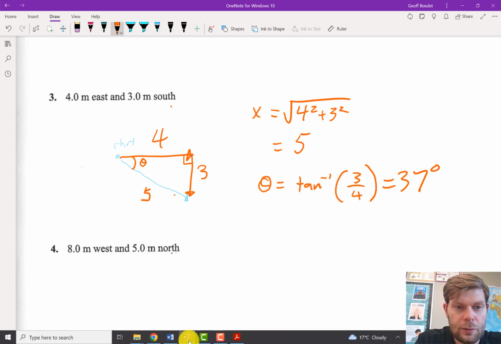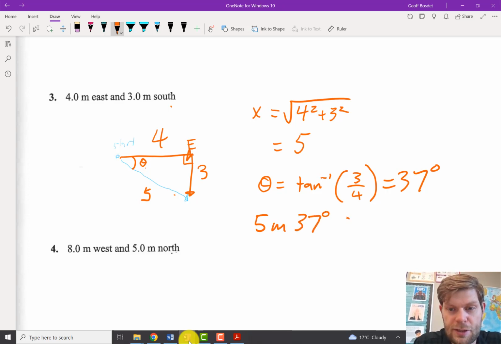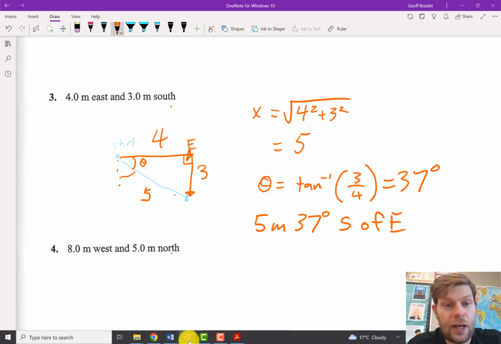Note this angle is touching the east line. So I would say my displacement is 5 meters, 37 degrees south of the east line. Notice the second thing I mentioned is east because it is touching that east line. It's not touching the south line. Now you could also report this blue vector here with this angle, if you found that, and that is just fine. That would just be east of south because this angle right here would be touching the south line and is east of it.